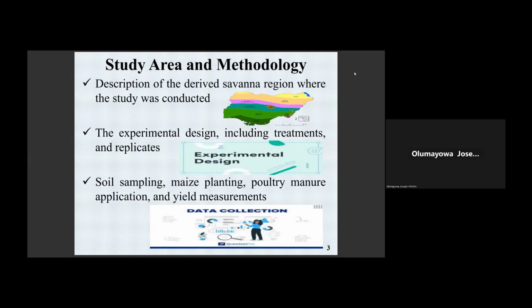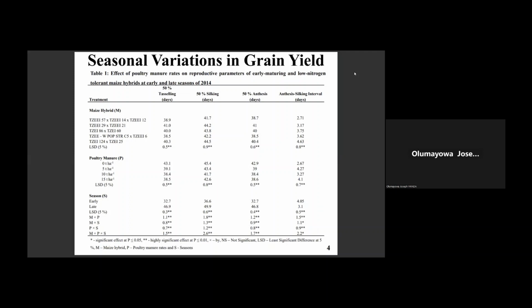The layout of the study was a randomized complete block design, and the plot size was 5 by 4 meters. The treatments were 5 maize hybrids, drought tolerant and low nitrogen tolerant hybrids sourced from IITA in Nigeria, and early and late wet season were some of the factors. Table 1 shows the effect of poultry manure rates on reproductive parameters of early maturing and low nitrogen tolerant maize hybrids in the early and late season of 2014.